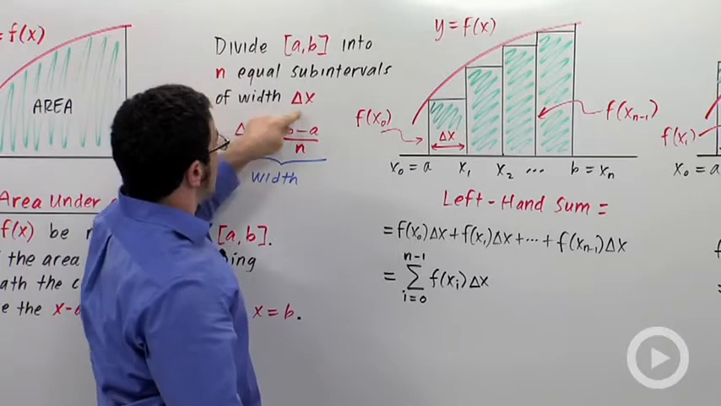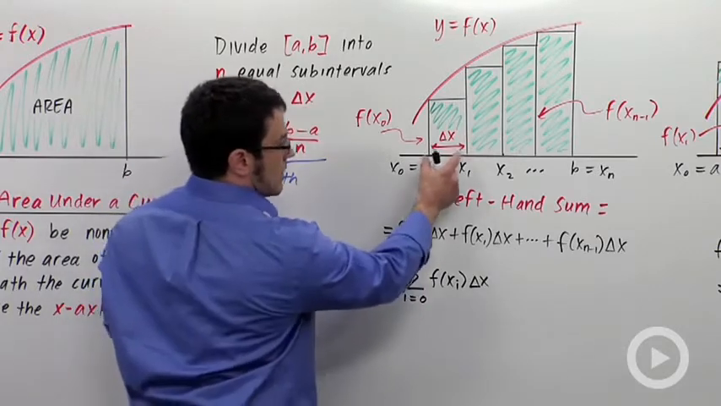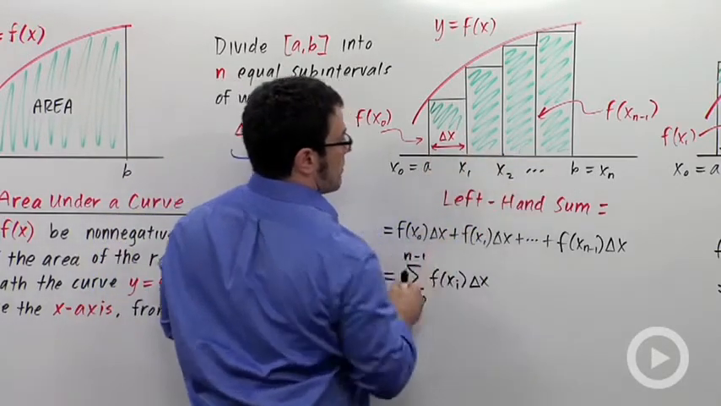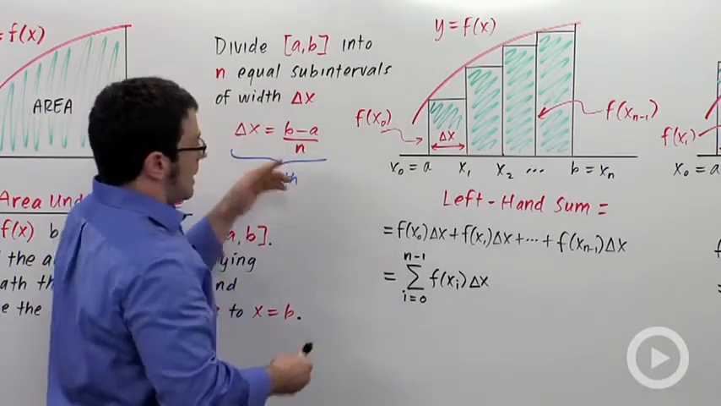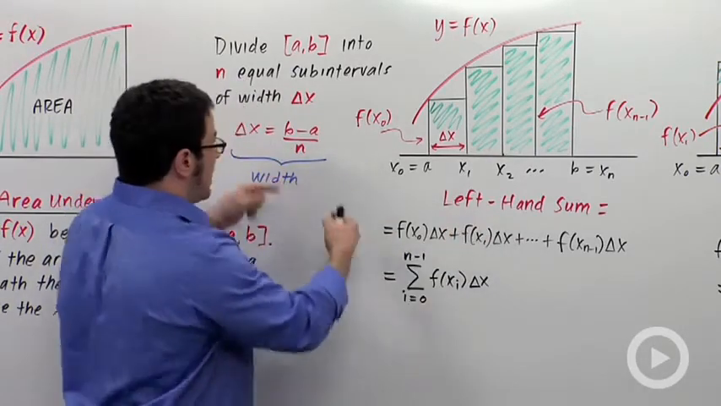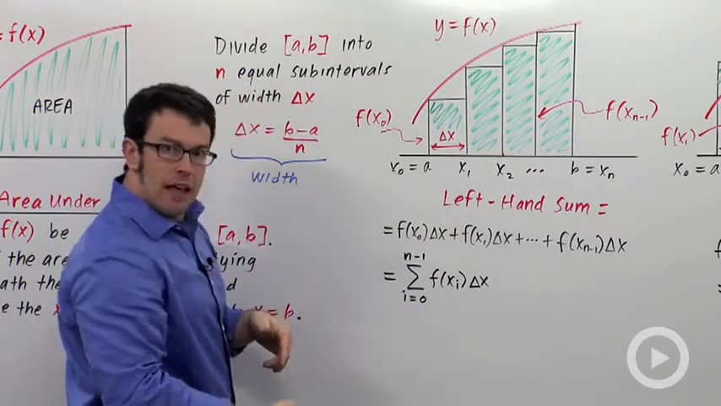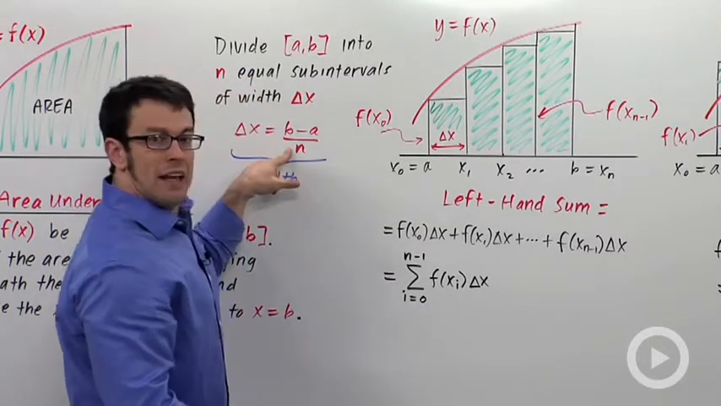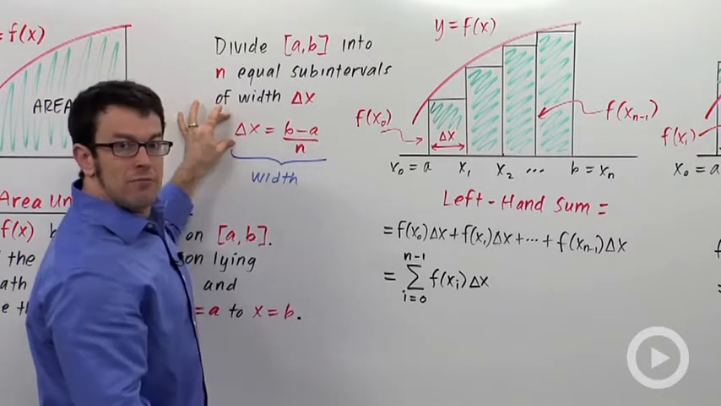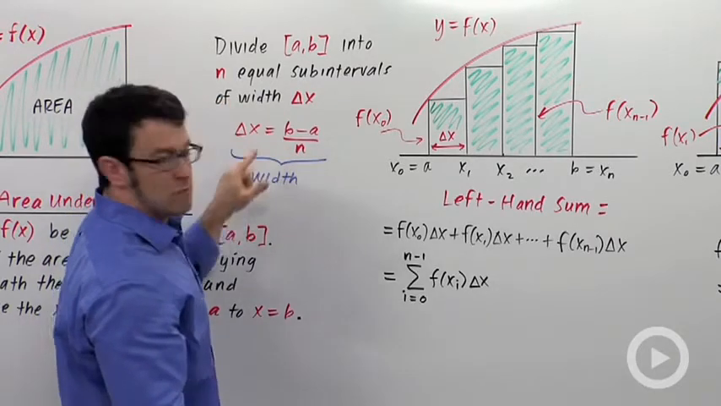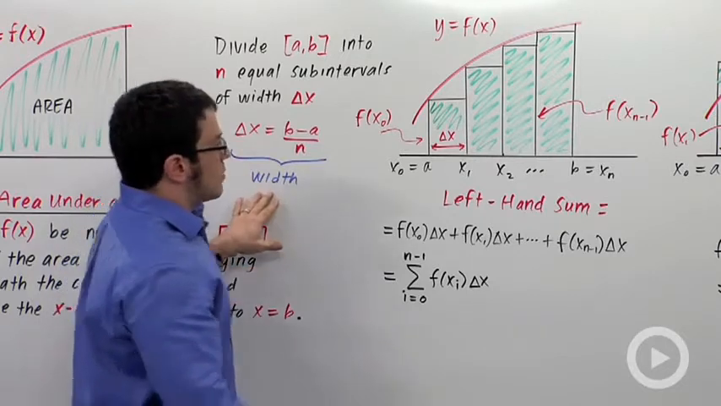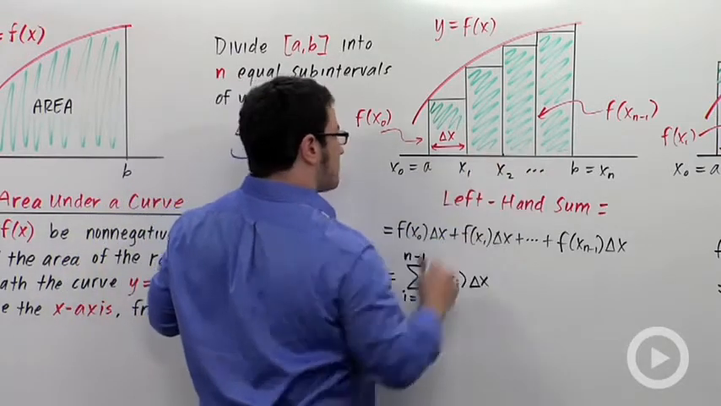N equal subintervals of width delta x. All of these subintervals have to be equal in width, and I'll call that width delta x. Since I can calculate the length of the whole interval from a to b, that's just b minus a. I divide by the number of intervals, n, and I get the width of each interval, delta x. So wherever you see a delta x, just remember that it equals (b minus a) over n. That's the width of every one of these rectangles.